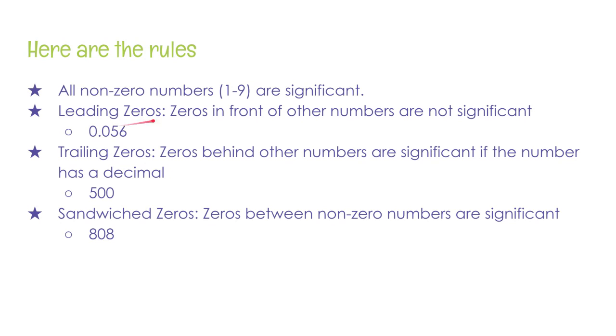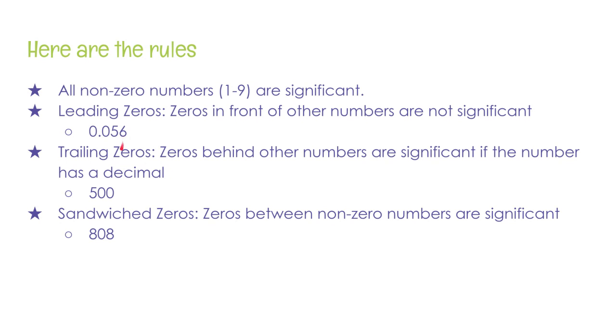Now, leading zeros are these two zeros here, zeros that come in front of other numbers. Those zeros are not significant. Those count as placeholders. And all they're doing is pushing this 5 and 6 further back so that they can go into the hundredths and the thousandths place.